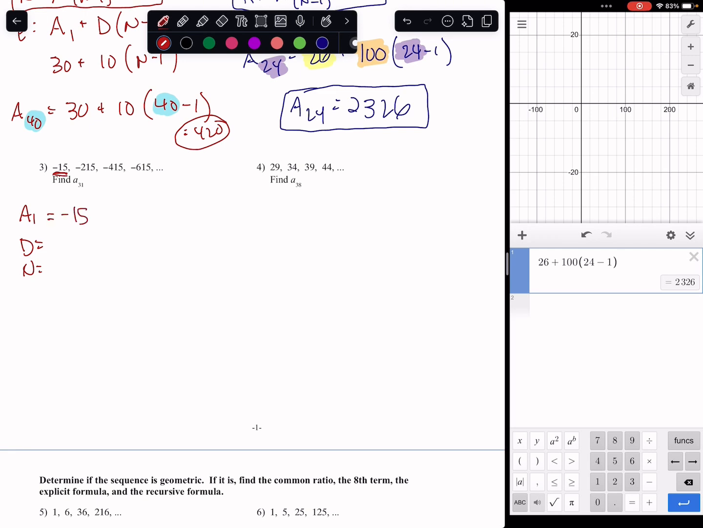D. What is happening to get from one number to the next number? What's happening to get from here to here to here to here? We're subtracting 200. And they want to know what number will be 31st.